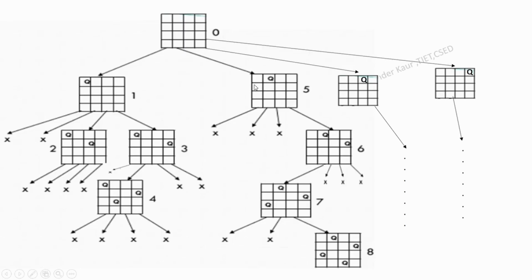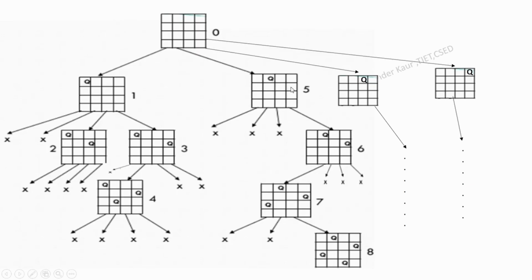Now considering this case, if you want to place the queen in the second row, you can't place the queen at this position. That's why cross is here. You can't place the queen at this position. That's why cross is there. You can't place the queen at this position. That's why the solution is not possible.